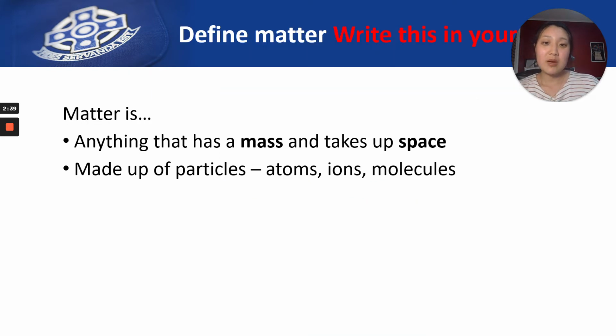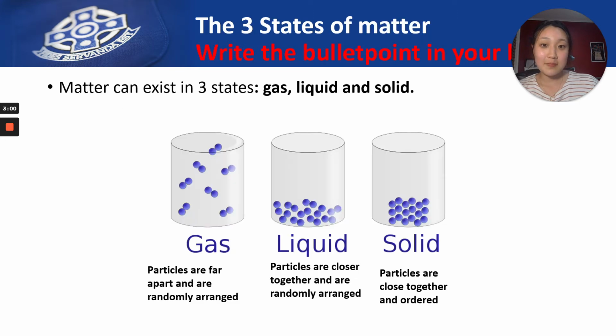So, I want you to write these 2 bullet points in your science book, so you can pause this video. Matter is anything that has a mass and takes up space. That is the definition. And remember that matter is made up of particles: atoms, ions, or molecules. So, you should know that matter can exist in 3 states: gas, liquid, and solid. And I want you to write that bullet point in your science book. And now we're going to be discussing different properties of gas, liquid, and solid.